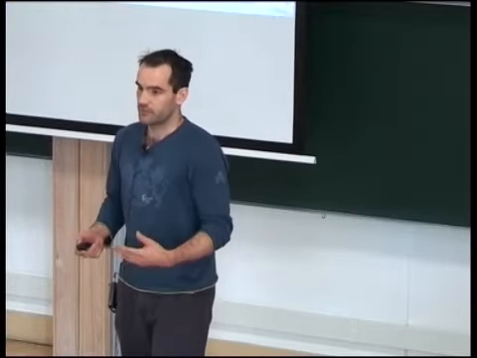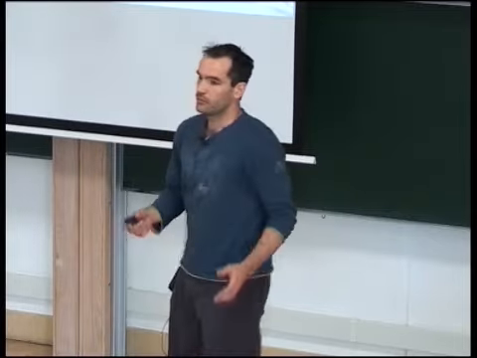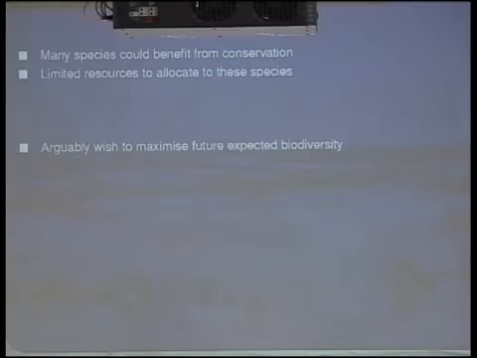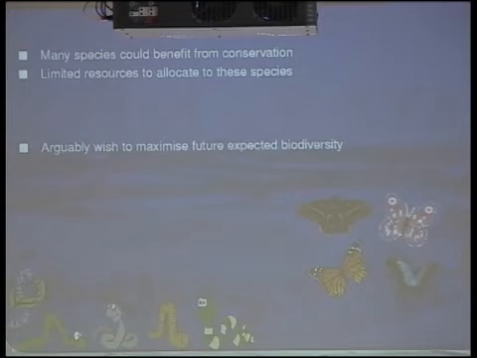Now, most people would agree that all else being equal, we should aim to maximise the future expected biodiversity. For example, if we have a bunch of grubs and a bunch of butterflies, then we should conserve one grub and one butterfly, not two of either one, if we can only afford to conserve two species. So in this case, it's quite easy to see that this is what we should do. However, in general, the relationship between species is somewhat more complicated.